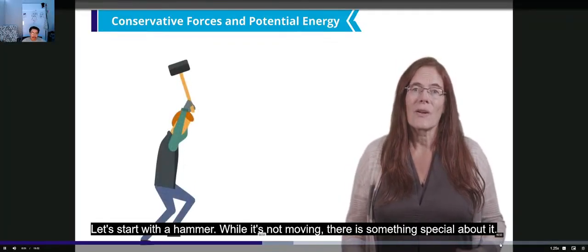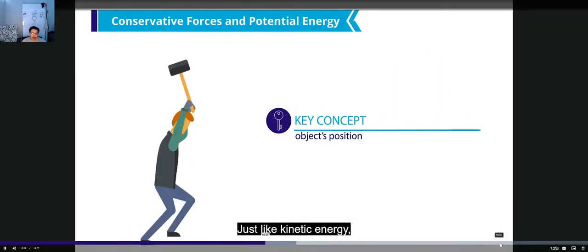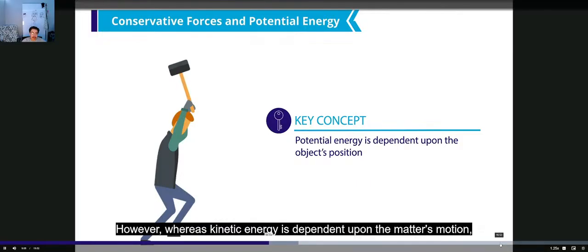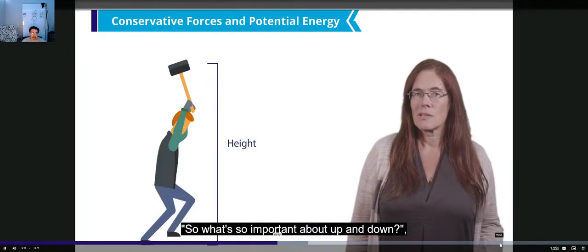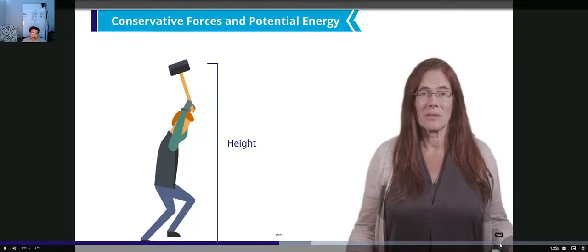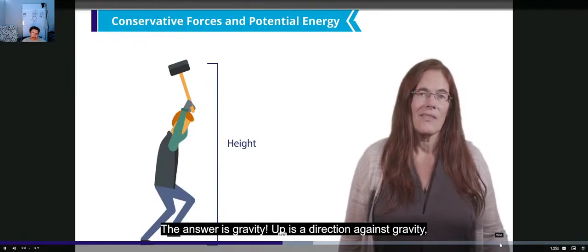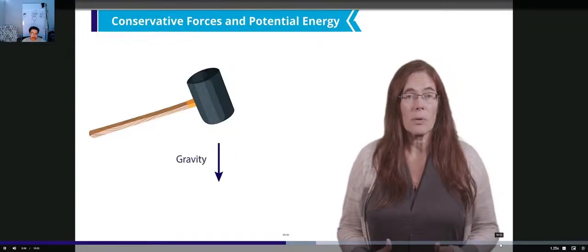While it's not moving, there is something special about it: its position. It has potential energy. Just like kinetic energy, we want to consider potential energy to be an extrinsic property of matter. However, whereas kinetic energy is dependent upon the matter's motion, potential energy is dependent upon the position. The important characteristic of the hammer here is its height, which then leads to a question. So what's so important about up and down? Why do things not gain potential energy when they move left or east? The answer is gravity. Up is a direction against gravity, and down is a direction in which gravity pulls.